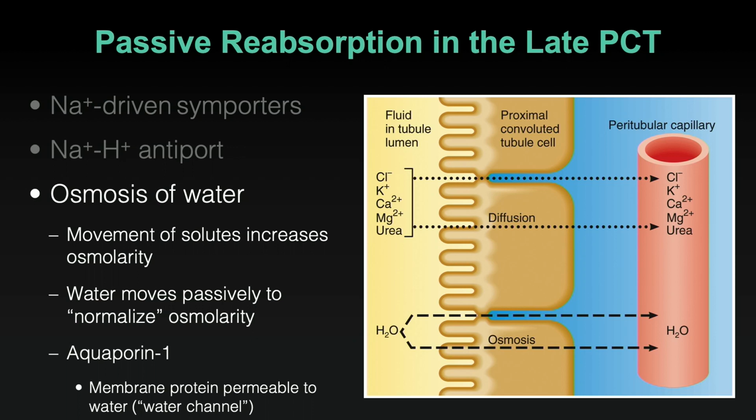So we have a movement of solutes that we just described in the last two slides. Osmolarity is increased on the right-hand side of this graph. That means water moves passively through both transcellular and paracellular routes to satisfy or neutralize, to bring back into balance the concentration of fluids within the body.